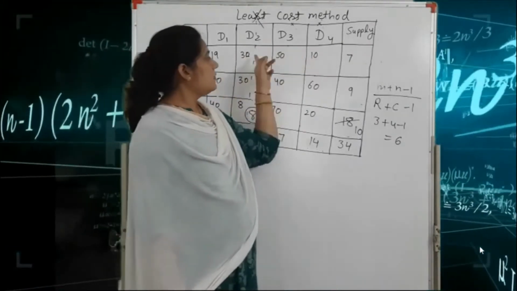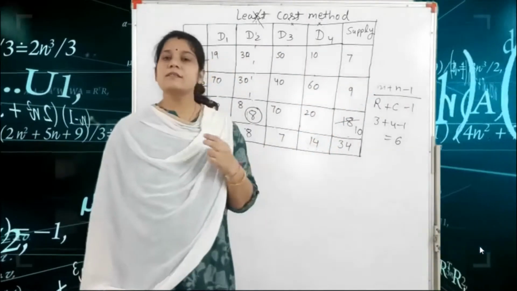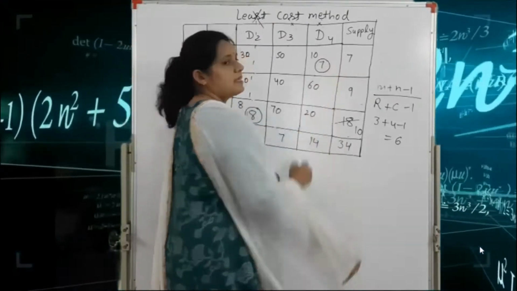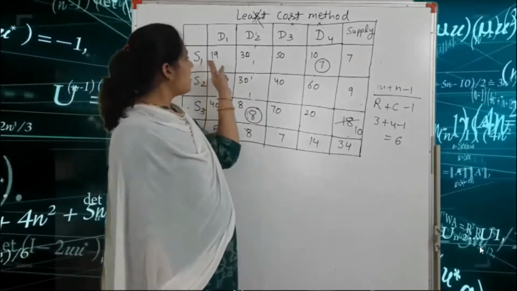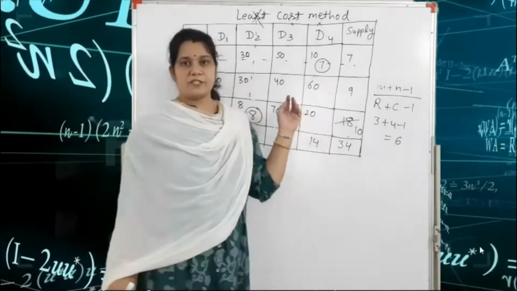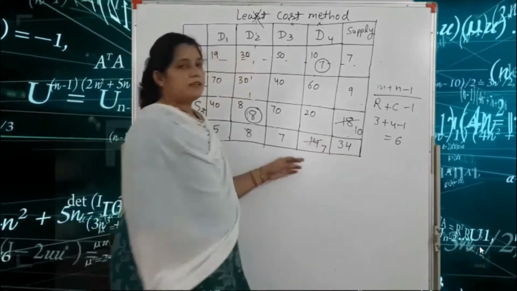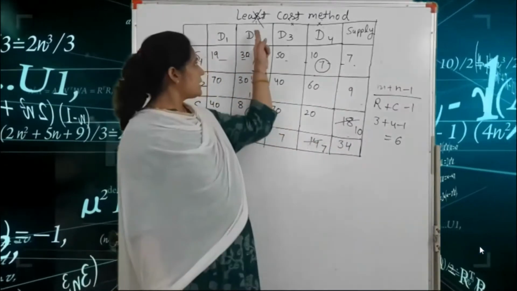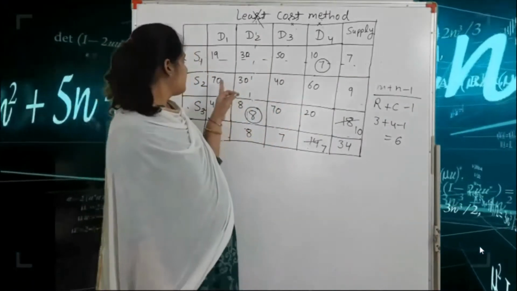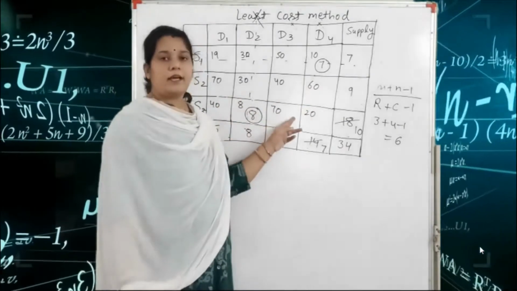Okay, so according to 10, our supply is 7 and our demand is 14. So what is the minimum number? Minimum number is 7. So we put here 7. Okay. So with the 7, our first row is cancelled. And immediately write here 14 minus 7 is equal to 7. So our second column and first row are cancelled. So remaining cells are 70, 40, 60, 40, 70 and 20.